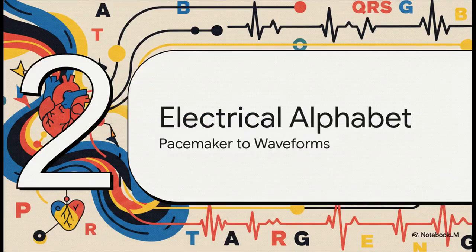Okay, so every story is built from letters and words, right? Well, for the ECG, those letters are the individual electrical events that create the distinct shapes, the waveforms, we see on the paper. So let's trace that alphabet right from the very beginning.